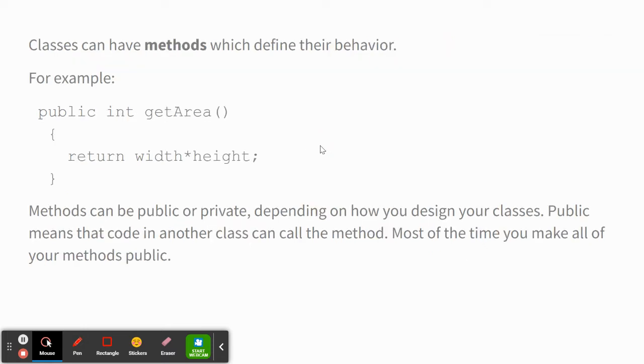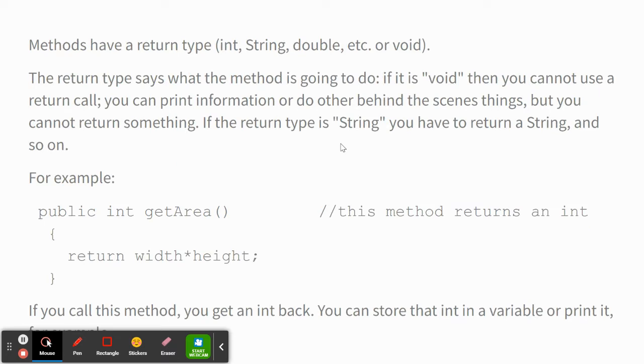Classes also can have methods which define their behavior, like in a rectangle class. And we've used this actual class that I'm going through back in Unit 2. You might want to be able to get the area of a rectangle. And this is one that would return that. It would just calculate it on the fly. Hey, the area is width times height. Methods can be public or private, depending on what you need. And again, we'll talk more about that another time. In general, make the methods public.